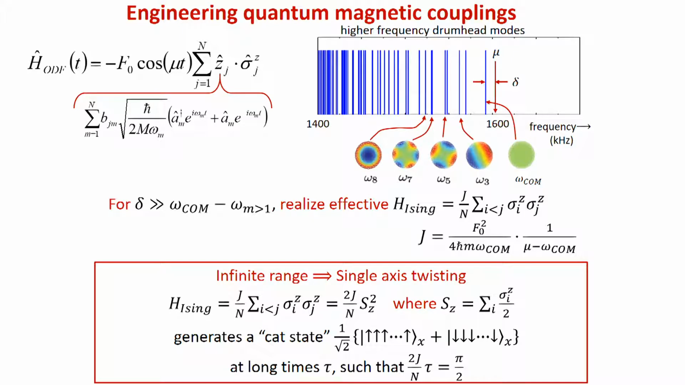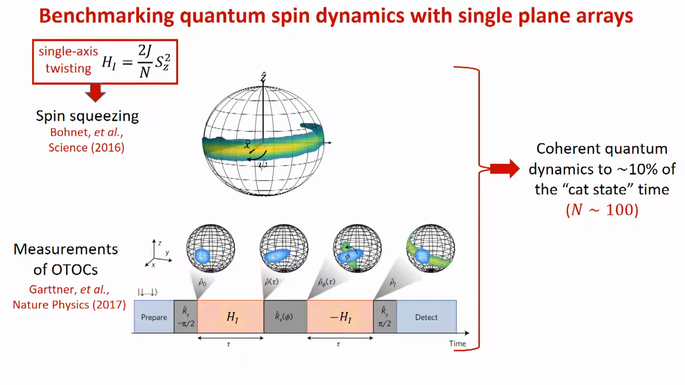Here, S sub z is the z component of the composite spin of the system. And it's well known that the single-axis twisting at long times will generate a spin cat state. And I emphasize here that the time for generating this spin cat state increases linearly in the number of qubits in the system. So we have used one-axis twisting in quench experiments and have generated non-equilibrium quantum dynamics, generated entangled states, which we benchmark with theory. I won't talk about this work except to give a quick high-level summary.